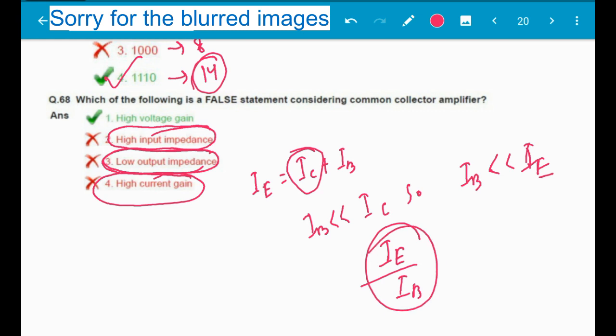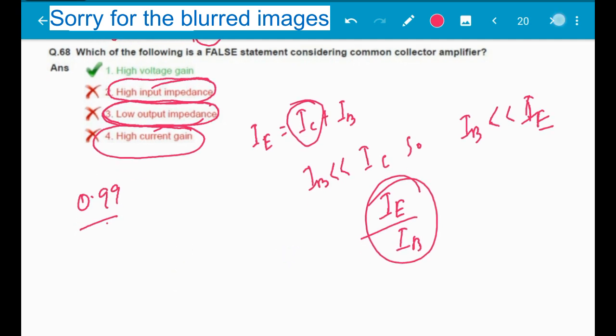So the first option is not correct, because this has very low voltage gain, and the gain is around 1, generally 0.99 or so. So that is why, as the voltage gain is generally 1, this is also called the voltage follower circuit.